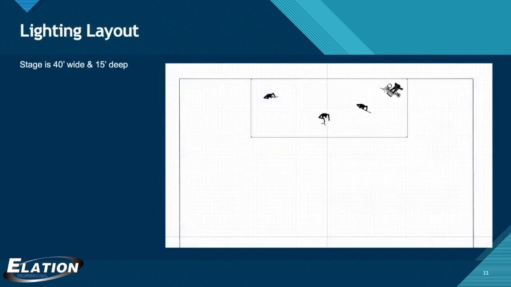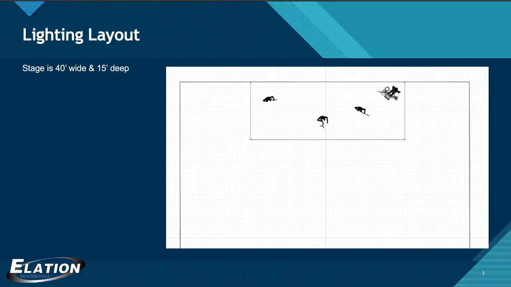So here we have a sample stage in a room. The stage itself is 40 feet wide and it's 15 feet deep, so it's a fairly average sized stage. We have to answer a couple questions here, and one of them being, where do I put my lights? And how many lights do I need? And where are they focused to provide even coverage across the stage?